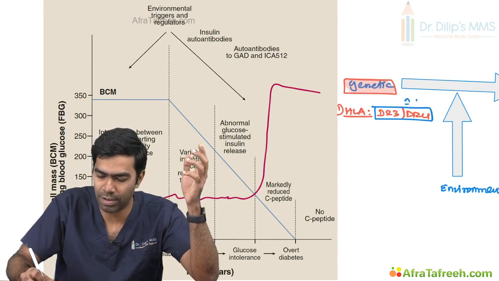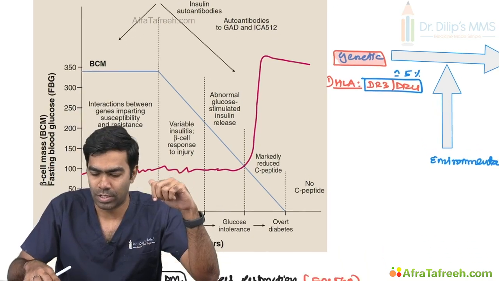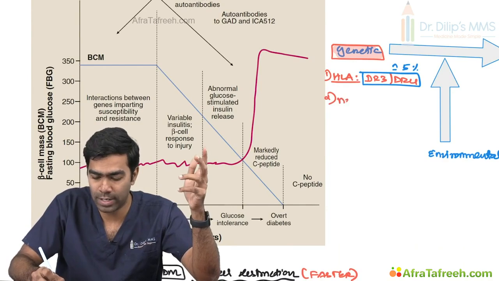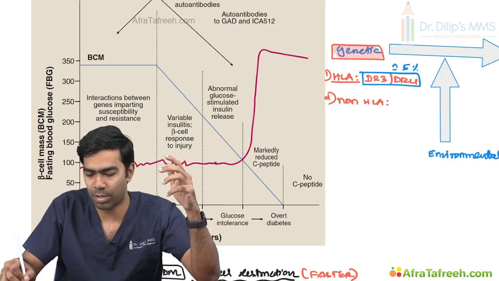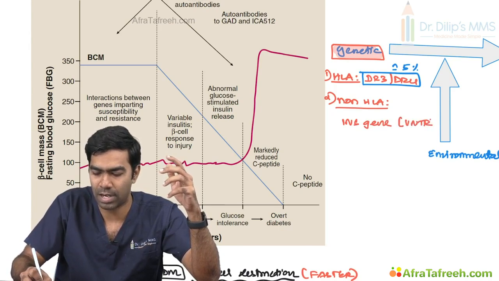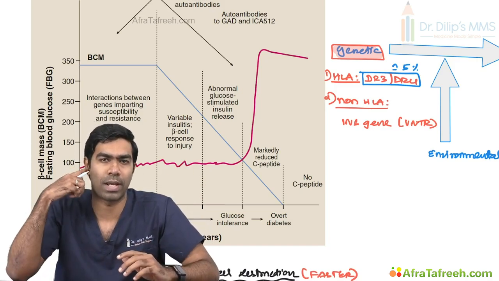It's approximately 5%, and that's a very, very important number to know for exams. So that's a population risk. Overall risk is 5%. And there are some non-HLA genes that can also confer risk of development of autoimmune type 1 diabetes mellitus, like for example, the insulin gene, especially the variable nucleotide tandem repeats, if it's present within the insulin gene, that confers a risk of development of autoimmune type 1 diabetes mellitus.